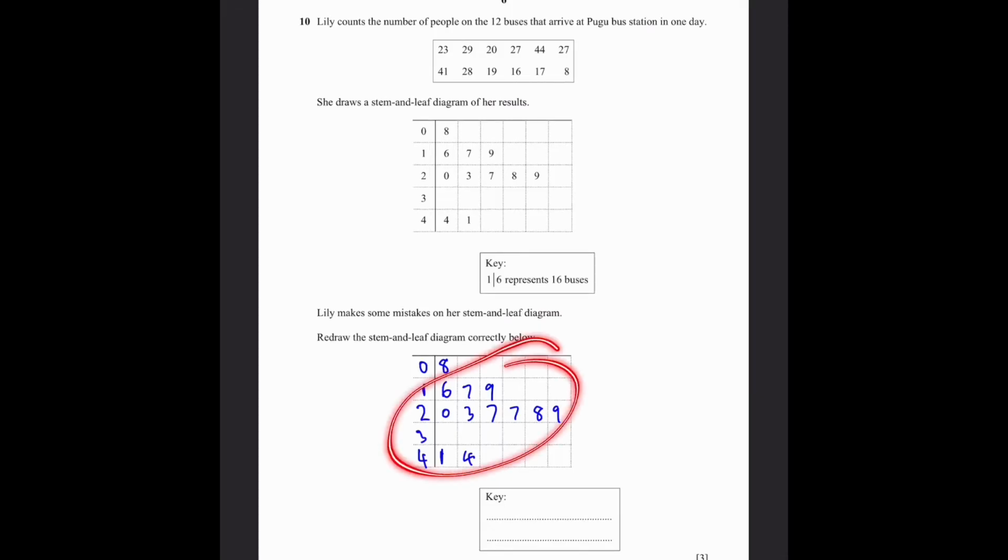And after we've done this diagram, we have to just write the key, so we just write this, right? Well, actually, this is also wrong. Why? Lily actually counts the number of people on the 12 buses that arrive, not the number of buses which arrive. But then over here, she's written 1, 6 represents 16 buses. It's actually 16 people. So we can write it down like this. 1, 6 represents 16 people. That's the answer. Question 11.